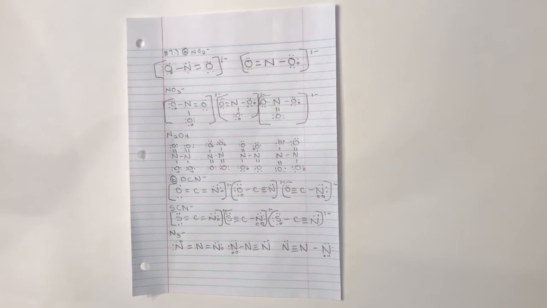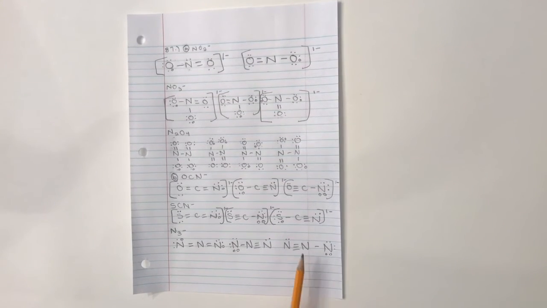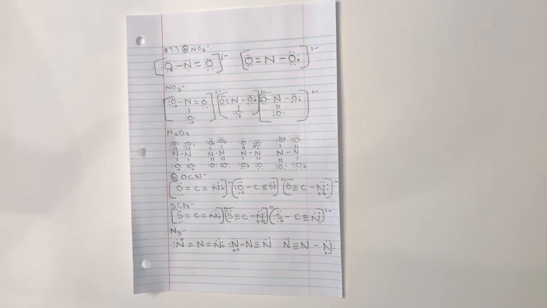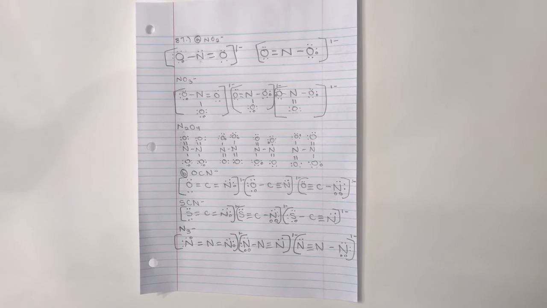The same procedure will be on the last resonance structure, except the triple bond will be on this N instead of that one. These are the completed resonance structures for N3-.